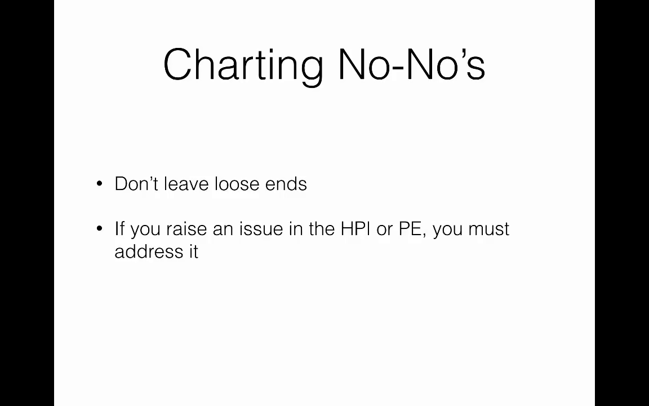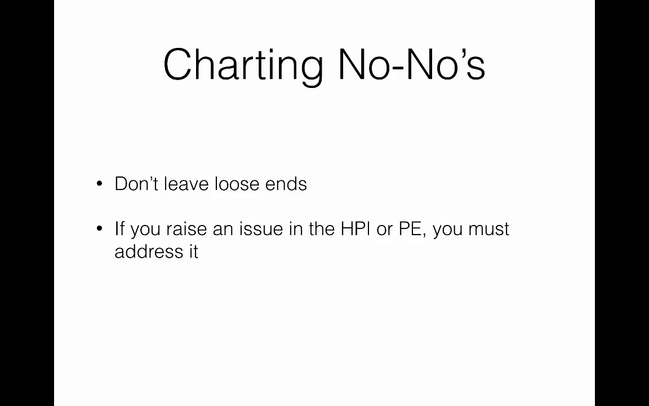Other things, try not to leave loose ends. If you document something in the HPI or PE, then you've got to address it in the remainder of your chart. So somebody comes in with a complaint, say sore throat, and then during the history they describe, oh yeah, I've had shortness of breath and this weird rash. If you don't really think that's germane to their complaint, I would not put it in. If you think it's germane, then obviously you should include it. But if it's not, don't put it in.